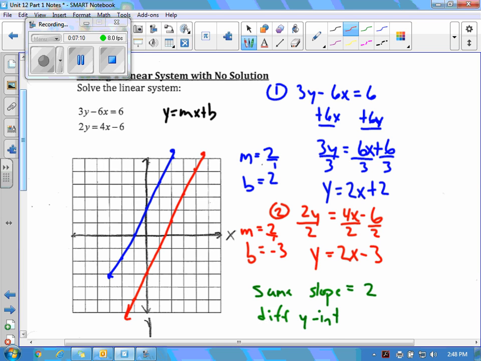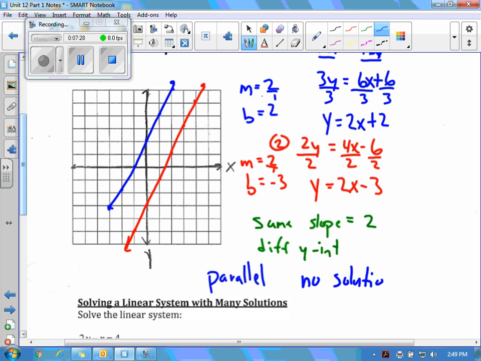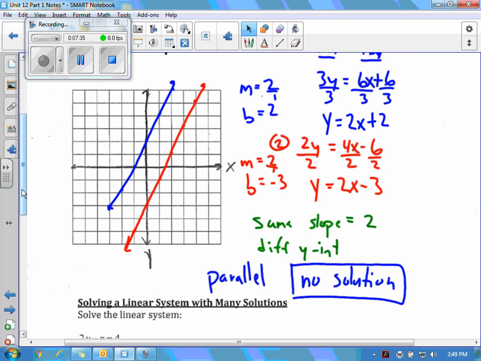If you look, these two lines are never going to touch, because they have the same slope and different y-intercepts. So we say that these lines are parallel. Parallel lines mean they're never going to touch. Our answer would then be no solution. If you remember back when we solved equations, it was possible to get no solution. This is how you get no solution when you're doing a system: you have parallel lines.